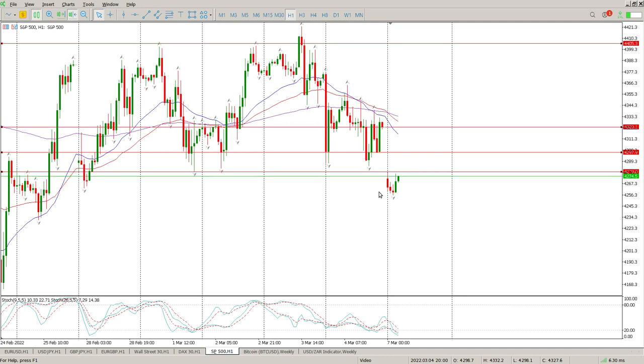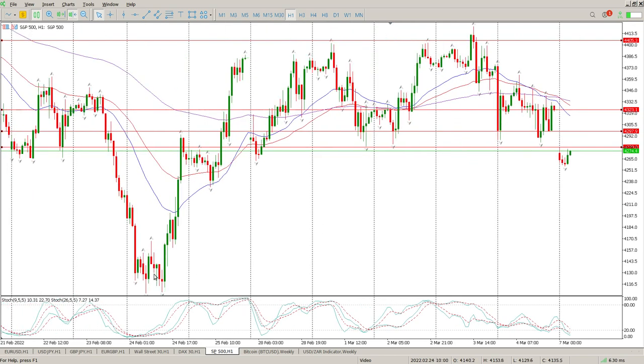Anyway, pullbacks are to be sold as far as I'm concerned, but I need pullbacks onto structure, and those are the levels that we're looking at. If we get pullbacks and rejections on those levels, then we're definitely looking to be short, and potentially anticipating a double top break which tests the previous lows down here around 4100. So that's kind of my view at the moment.